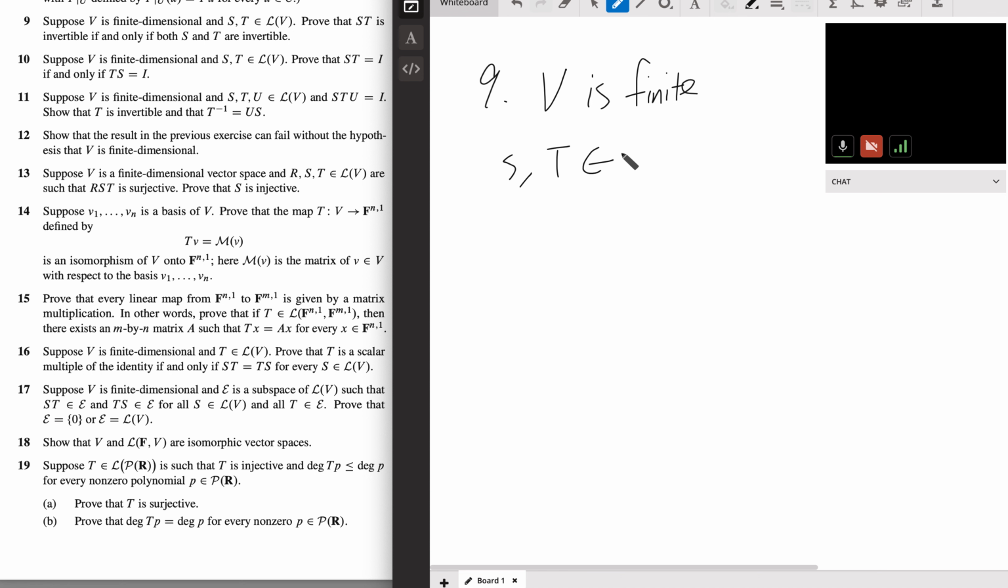Let's say V is finite dimensional, and S and T both lie inside the set of linear operators. ST is invertible if and only if S and T are both invertible. Okay, so we'll go from one side and then from the other. ST is invertible implies that, well, what does that imply? I'm not sure.